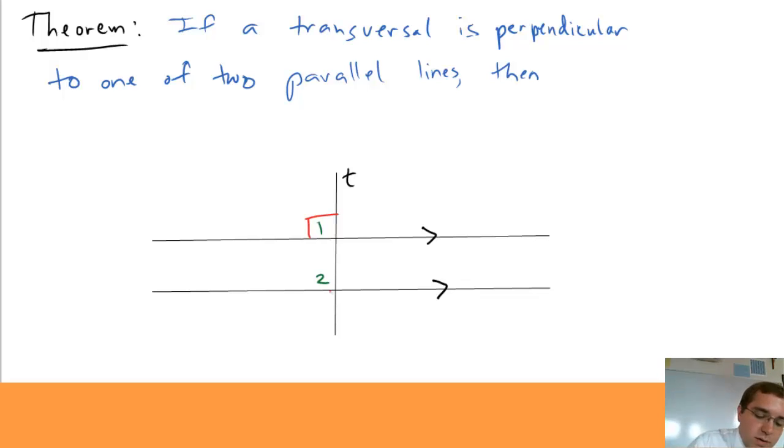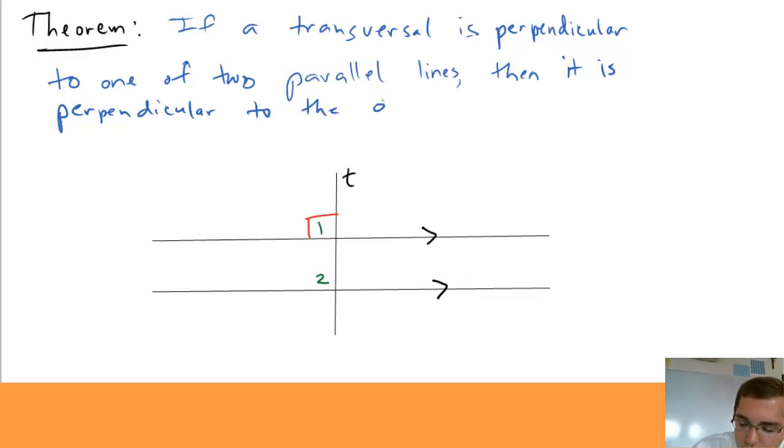Okay? So this tells us if a transversal is perpendicular to one of two parallel lines, then it is perpendicular to the other line as well. It's perpendicular to the other line as well. Okay? Those are our theorems. That's it.